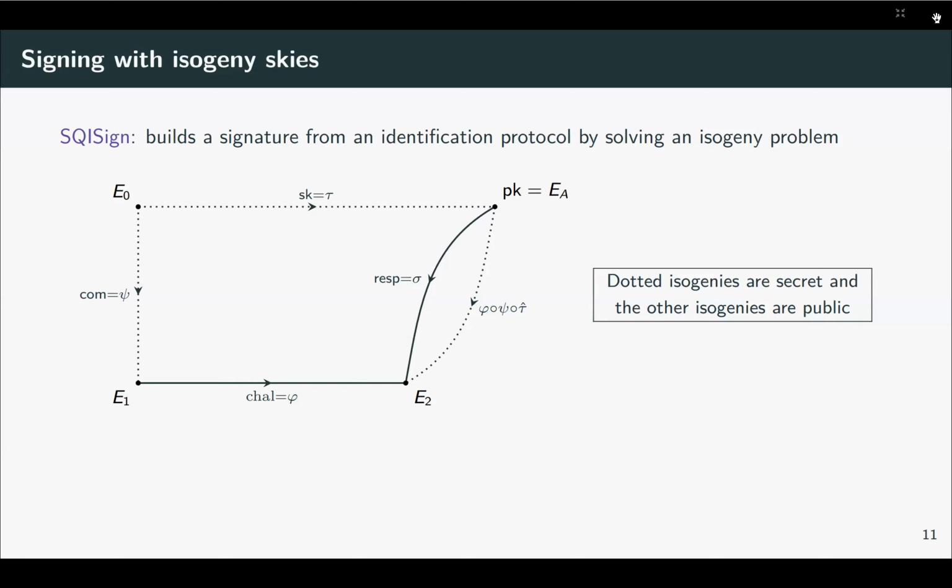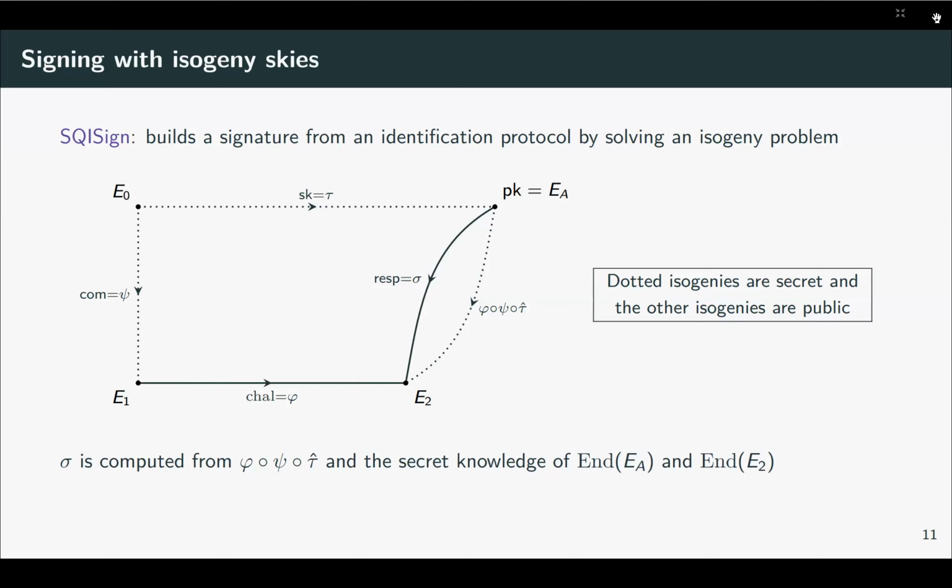So sometimes we need to compute a new isogeny. And we can compute this isogeny given this isogeny plus some endomorphism knowledge of E_A, which the owner can compute because he knows all of the aspects. And the challenger only really knows the isogenies which are involved.